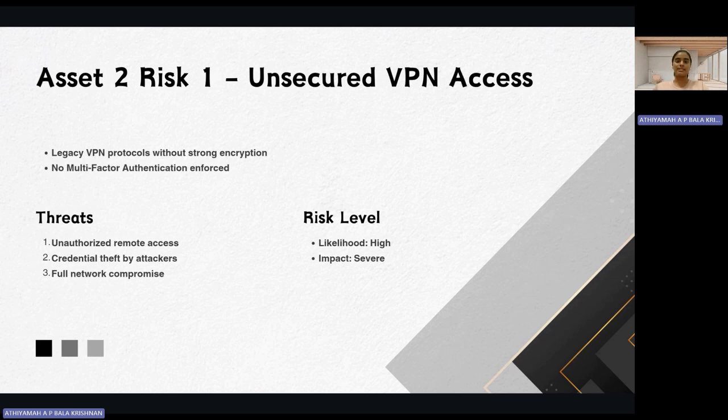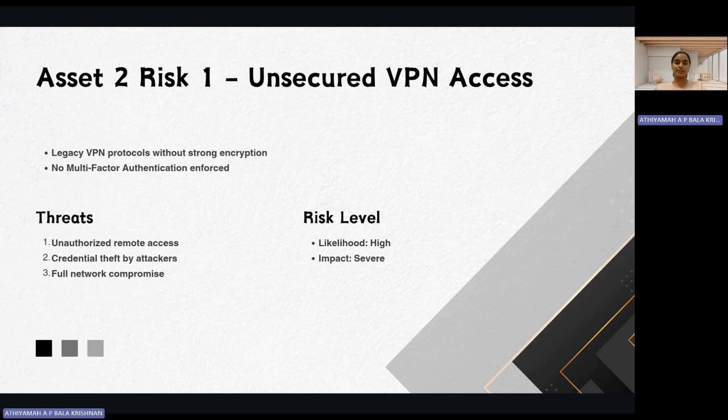I'll be explaining 5 significant risks we identified in this assessment, describing what each risk means, why it matters, and what kind of impact it could have on the business. The first risk is unsecured VPN access. This refers to situations where VPN connections are using outdated protocols or do not have strong encryption in place. In addition, there is no multi-factor authentication required for remote access.